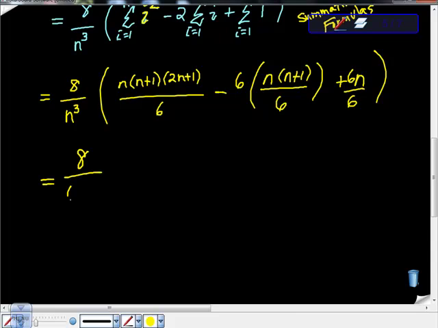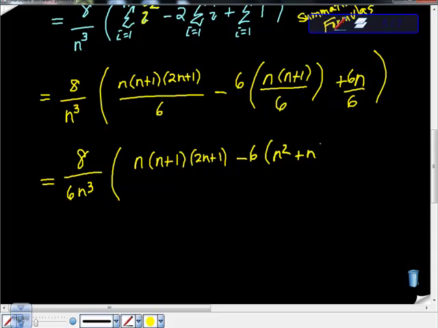So it's 8 over 6n cubed, right? And then we're going to do n times n plus 1, 2n plus 1, minus 6n squared plus, whoops, let me do that better. Minus 6 times n squared plus n, right? Plus 6n. Good. This is gonna work out great.